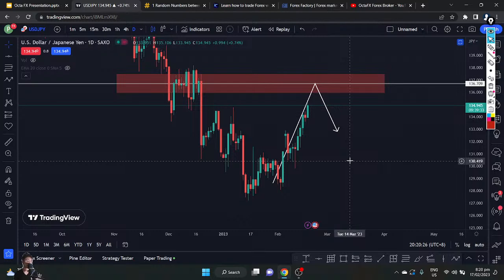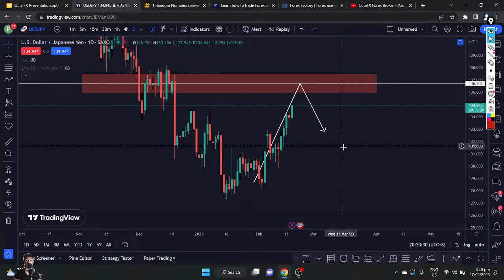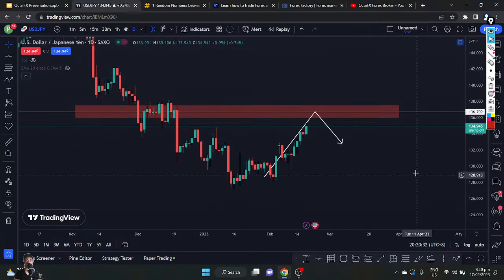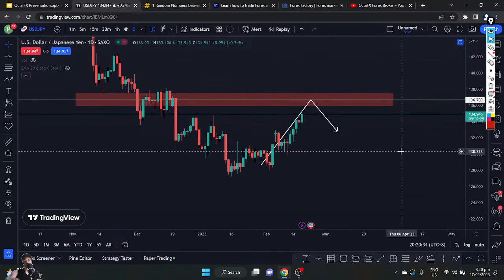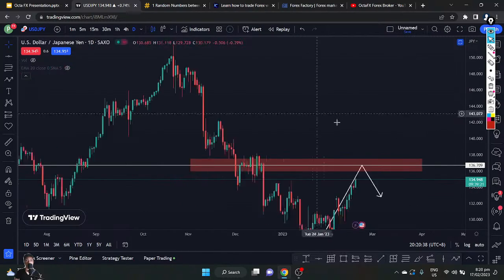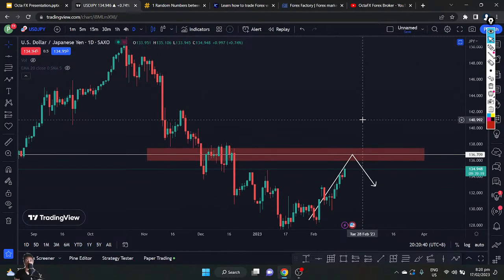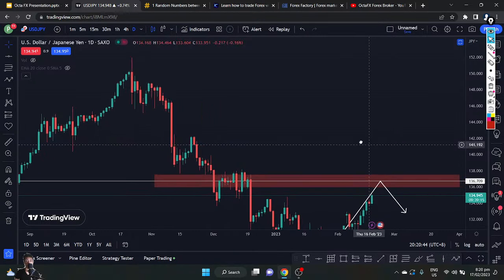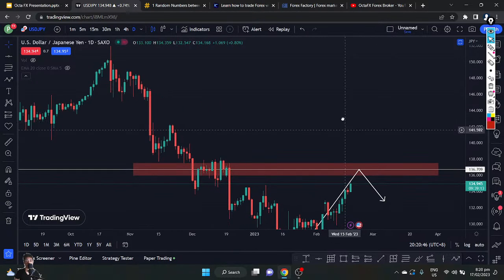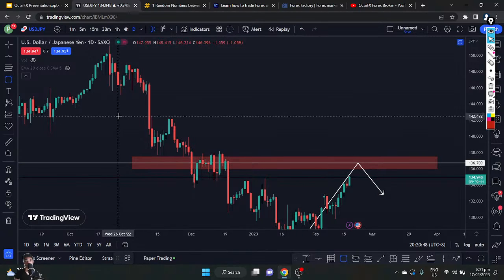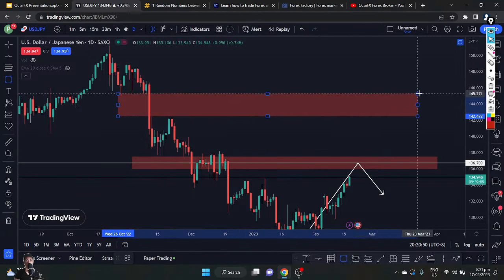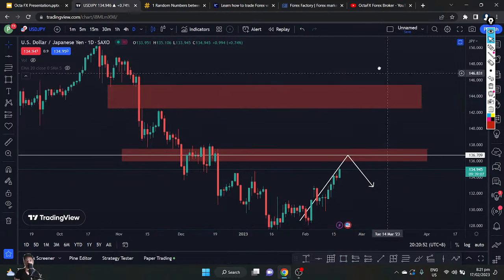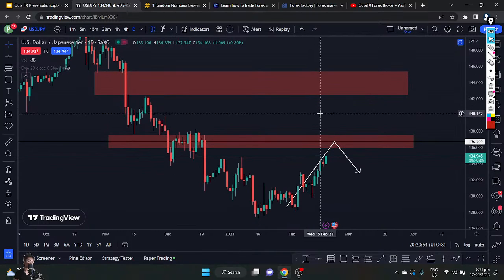Yeah, the zone was already filled, so this is just for the sake of example. If we look for other imbalance zones above, here we have an imbalance zone right here, which hasn't been tested yet.